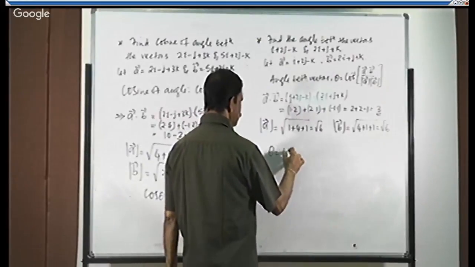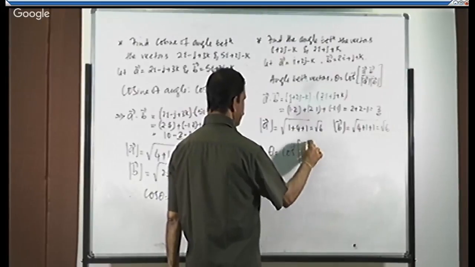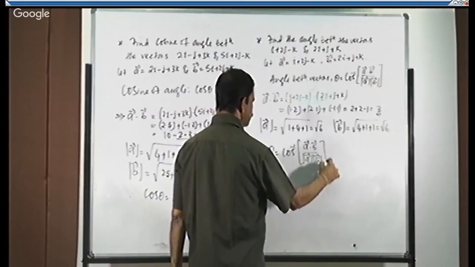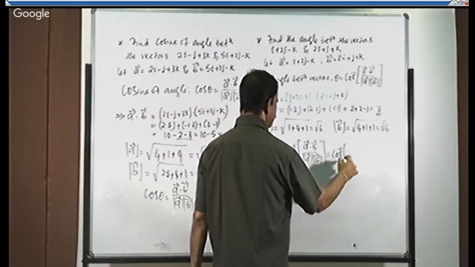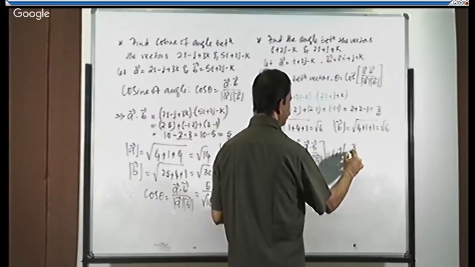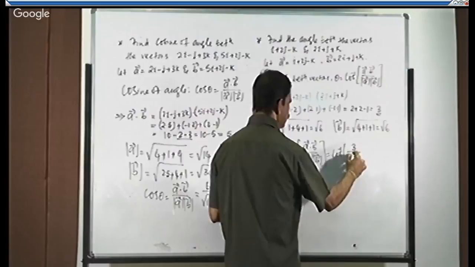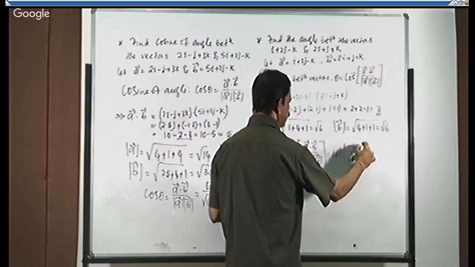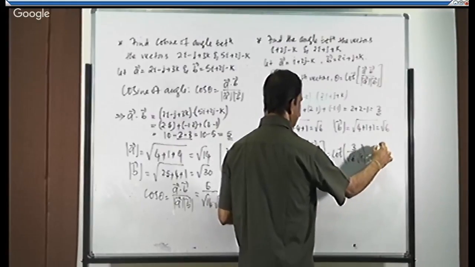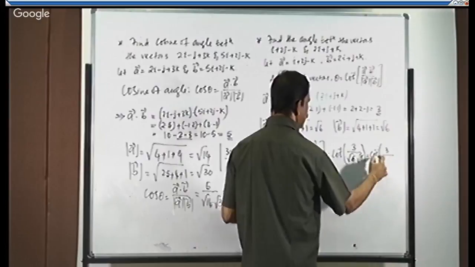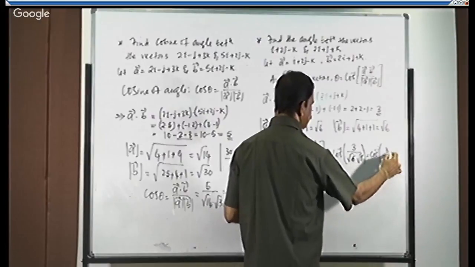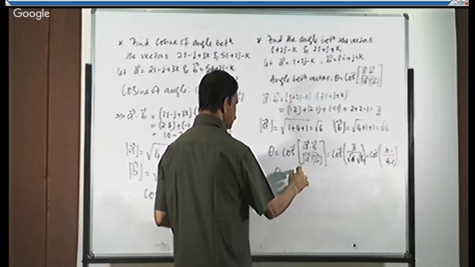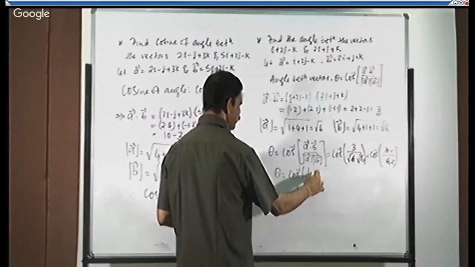Therefore theta is equal to what? Cos inverse of a dot b divided by magnitude a magnitude b. Just substitute the values. Cos inverse of a dot b is how much? It is 3 divided by, what is magnitude of a? Root 6. What is magnitude of b? Root 6. Or cos inverse of 3 divided by root 6 into root 6. It is 6. Three ones are 3, three twos are 6. Theta is equal to cos inverse of 1 by 2.